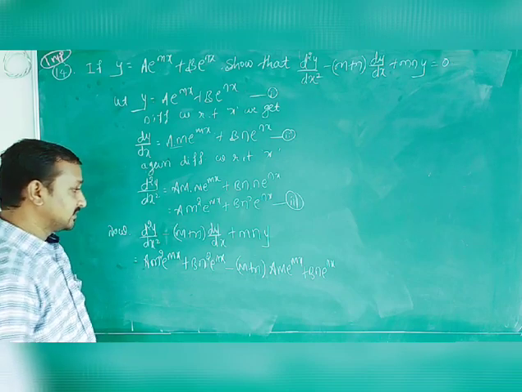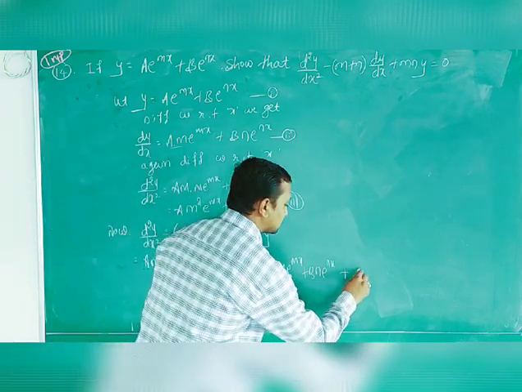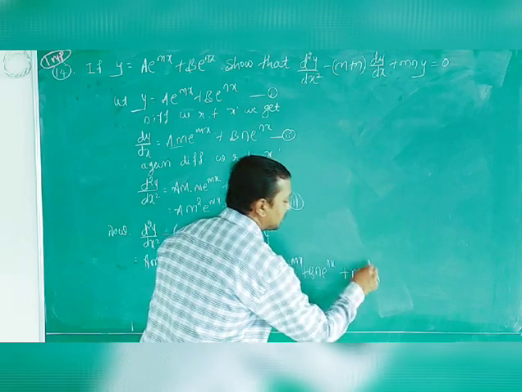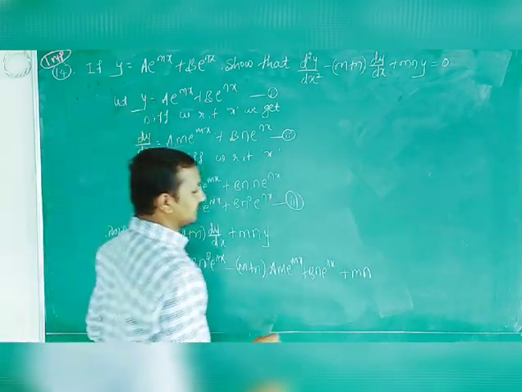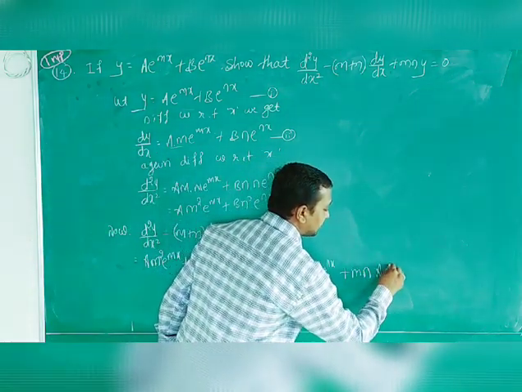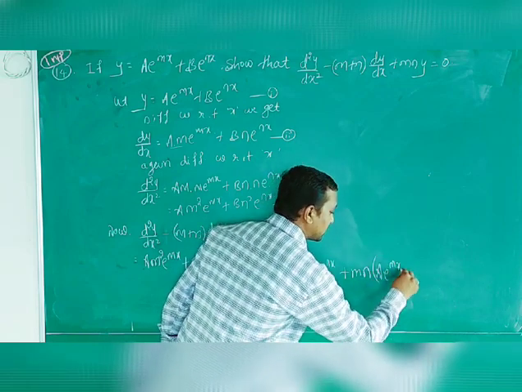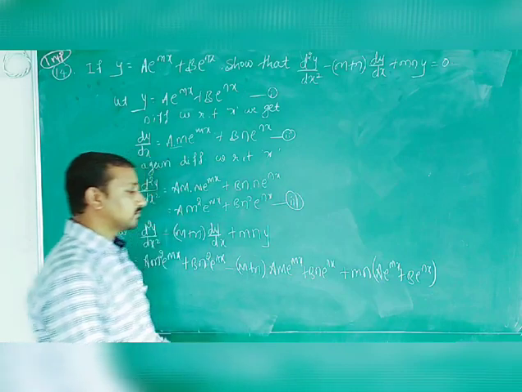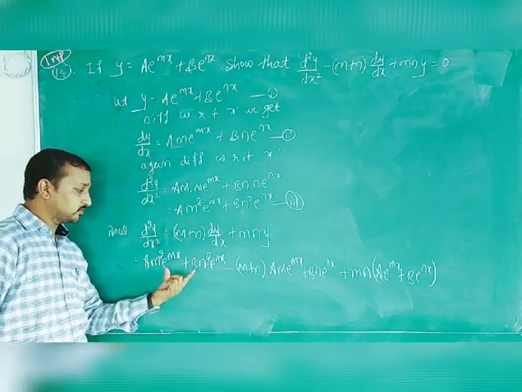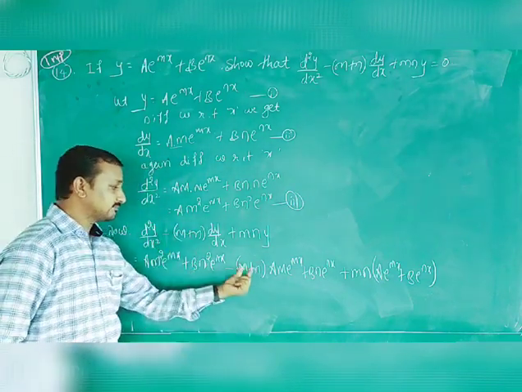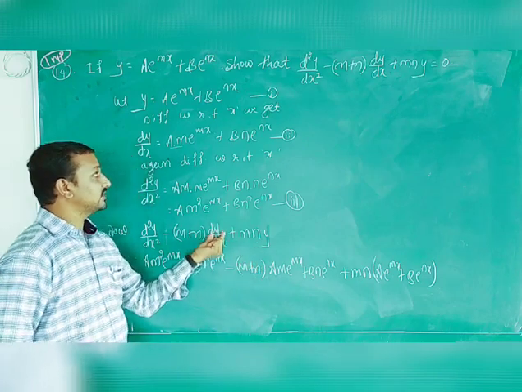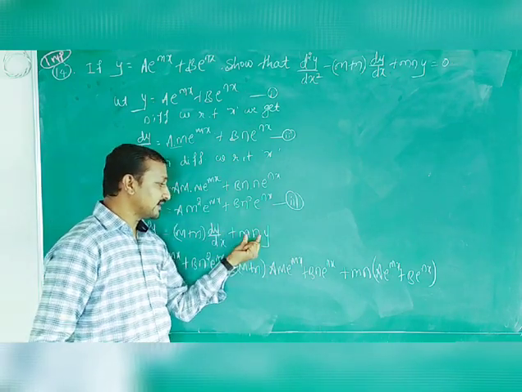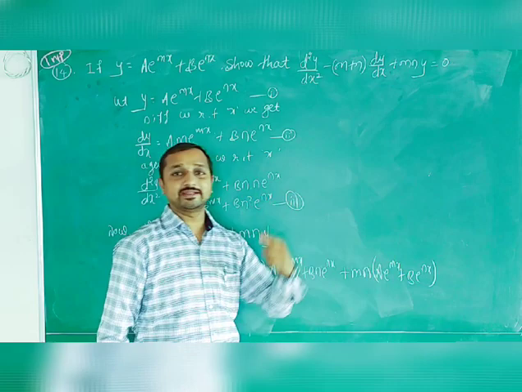Is that clear? Plus mn times y. What is your y? y is the given term: a times e raised to mx plus b times e raised to nx. This is a very important step. So for d2y by dx2, put its value; minus (m plus n) keep as it is, put the value of dy by dx; then mn as it is, put the value of y.